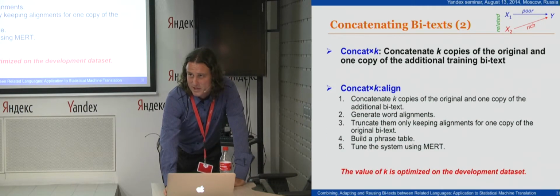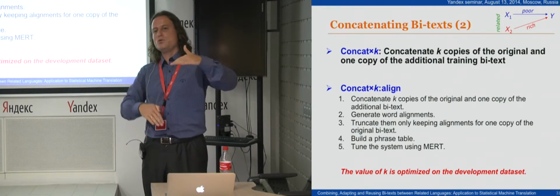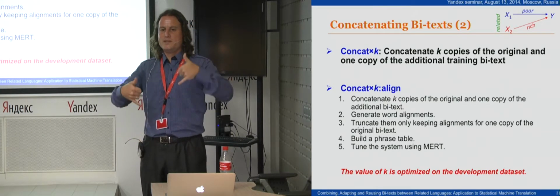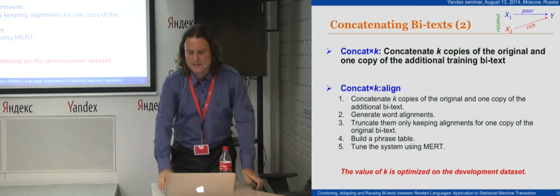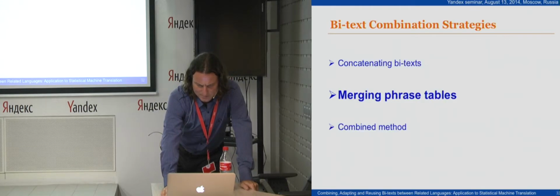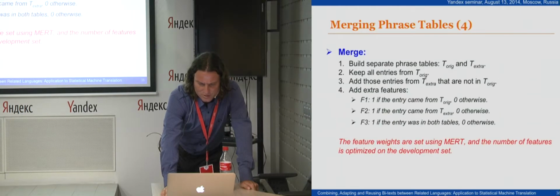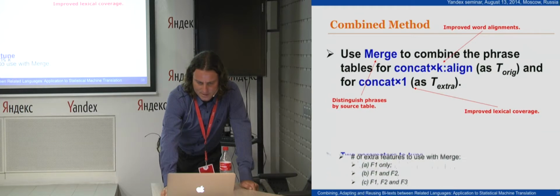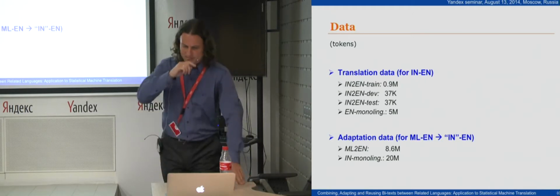You can do balanced concatenation. You can remedy this. You can say, okay, I'm going to take the original Indonesian English, and I'm going to repeat it enough times so that its size is about the same size as the synthetic one that I have generated. And you can combine them in this way. And you can also merge phrase tables. This doesn't work quite well. I'm going to skip it. And then you can do something a little bit smarter, which improves the word alignments. And I'll skip that and get you to something more interesting, the experiments.